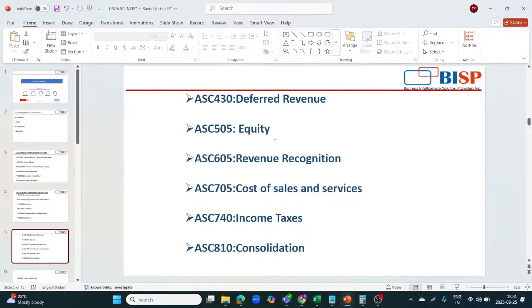Similarly, we'll do it with the permanent differences, and we also see how income tax will be computed, how it will be reported as per the interim reporting perspective also. So that means interim provision topic will also come into the picture. Then you have the last accounting standard codification, that is 810.